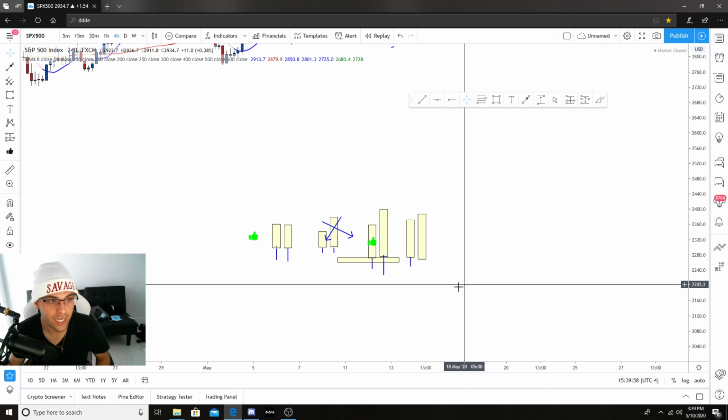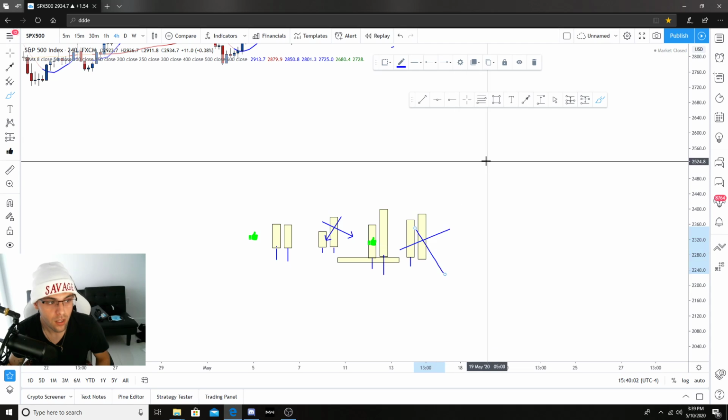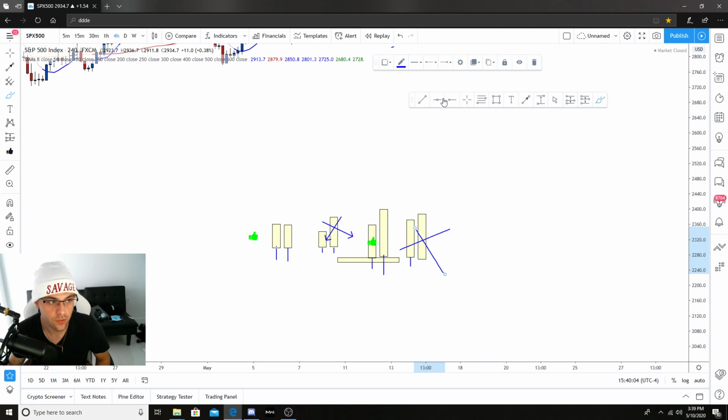So let me tell you why I don't enter setups like this anymore. This is a big no. I don't enter setups like that anymore because it fakes me out most of the time. You know what I'm saying? It didn't leave me a wick at the bottom, so I don't know where I'm going to put my stop loss.